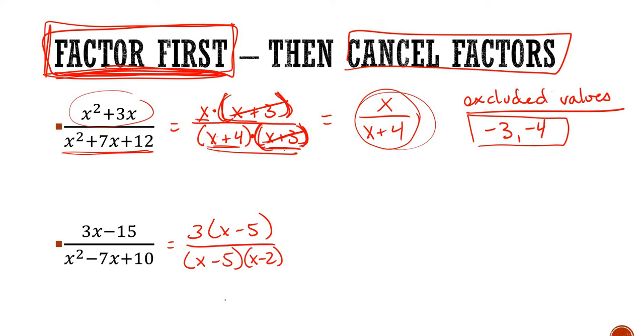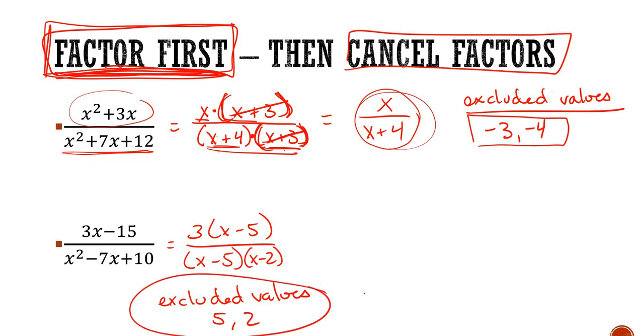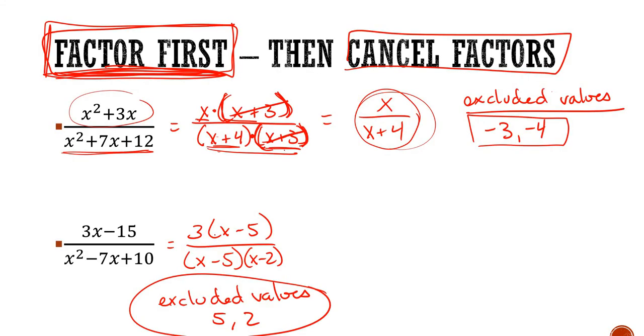All right, hopefully you've tried this on your own. 3 times x minus 5 on top. My factors on the bottom are x minus 5, x minus 2. If you didn't get this for your factors, pause it again and try to go on from here. Okay, excluded values. Setting the denominators equal to 0, I would get 5 and 2. Those are my excluded values.